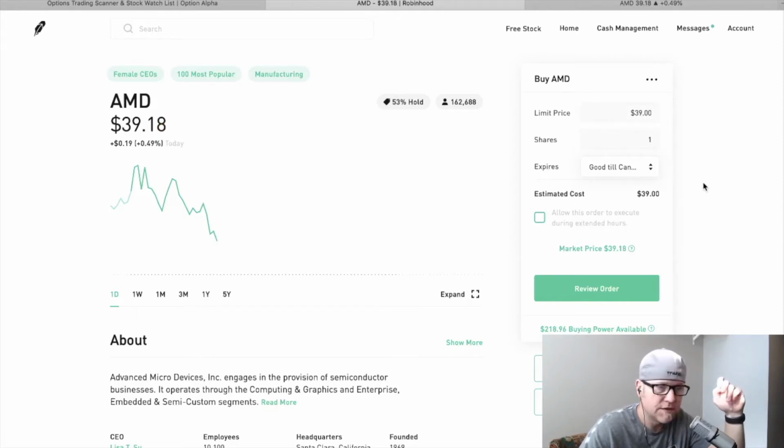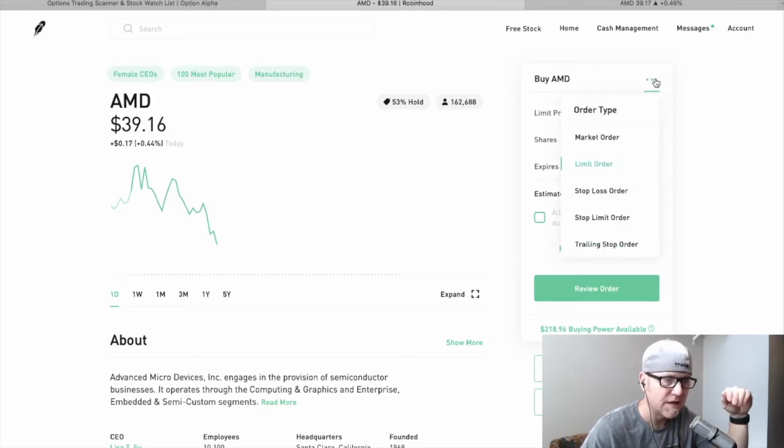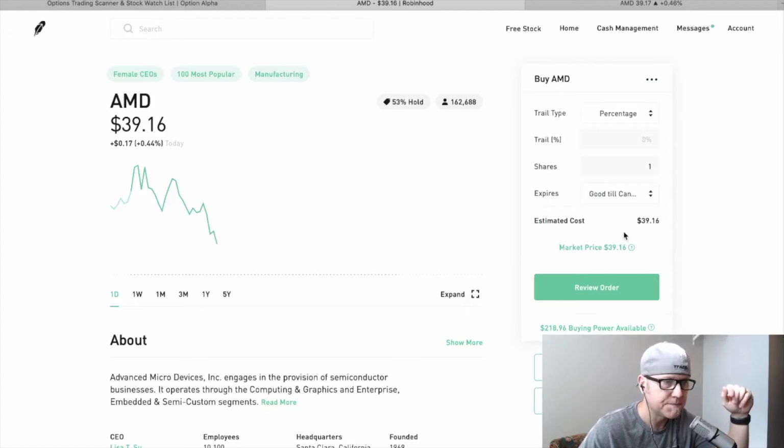What we want to do is use what's called a trailing stop. A trailing stop, what it does is you set a percentage or a dollar amount above or below the price of where it is now. So it's $39.18. In order to get the best price, since we want to own this share, we set a trailing stop and we're buying, and we can set it for an amount or a percentage. We'll just leave it at a percentage.